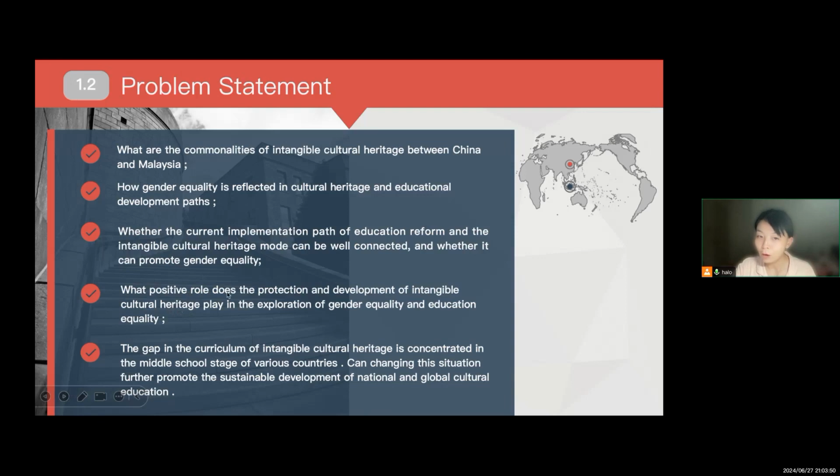What positive role does the protection and development of intangible cultural heritage play in the exploration of gender equality and educational equality? So the gaps in the curriculum of intangible cultural heritage are concentrated in the middle school stage of various countries. So can changing the situation further promote the sustainable development of national and global cultural education? That is a question.